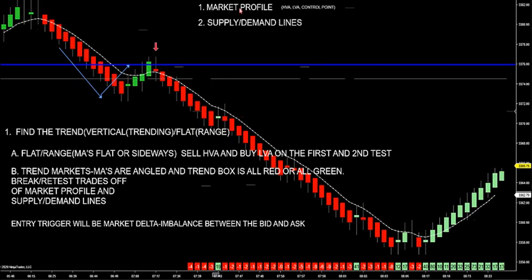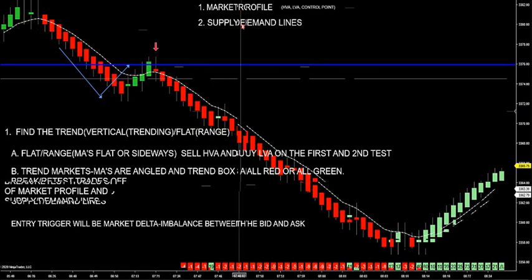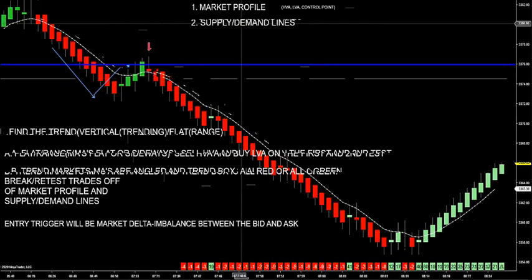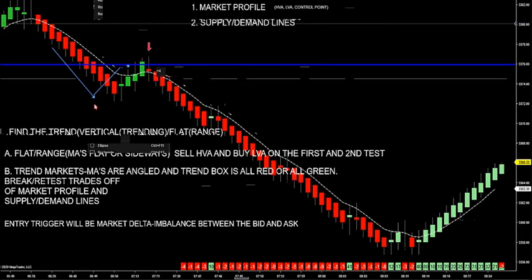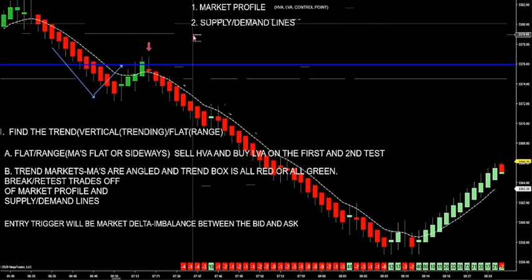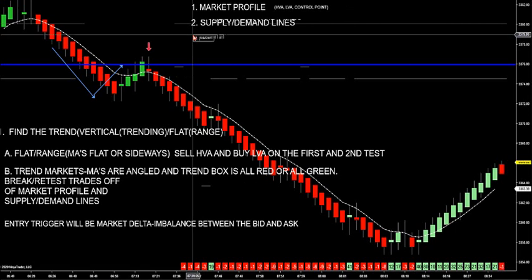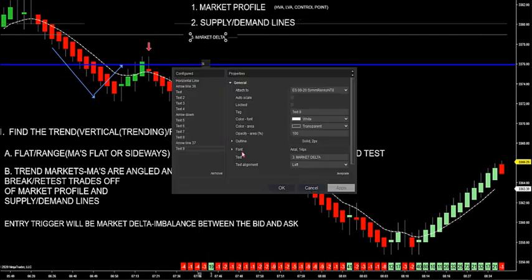This is it. We use market profile and supply-demand lines to find our break, retest trades with the trend, and we use market delta as our entry. These are three of the top indicators that you're going to find in the market.